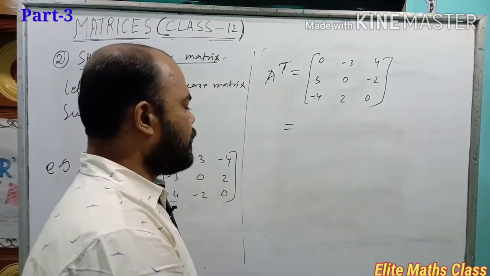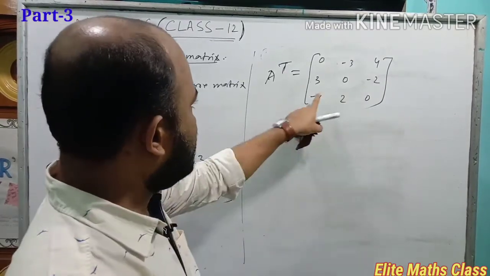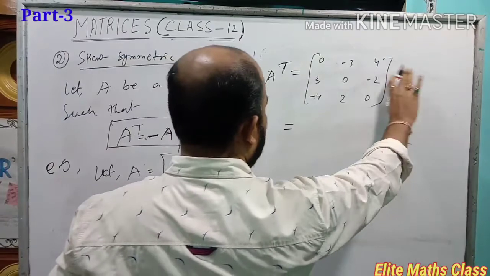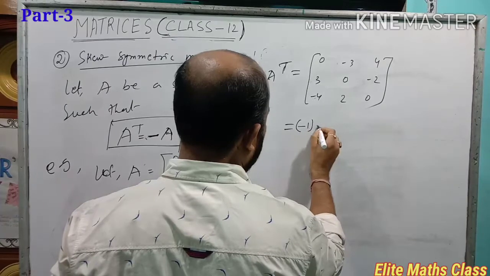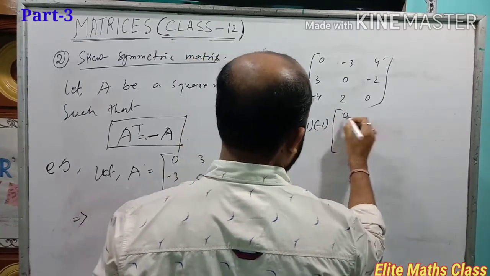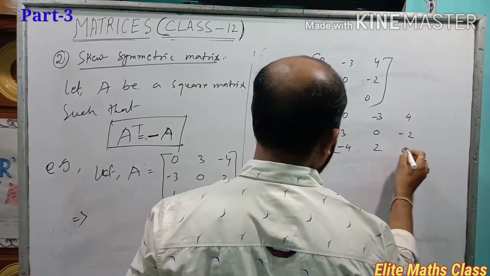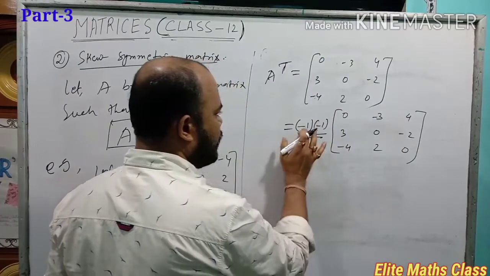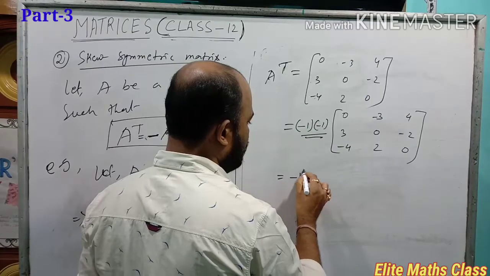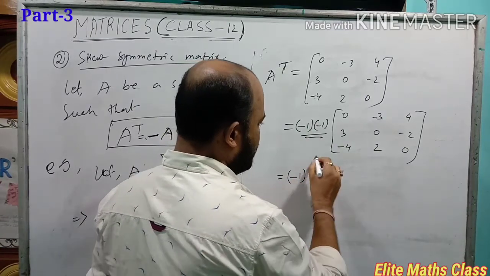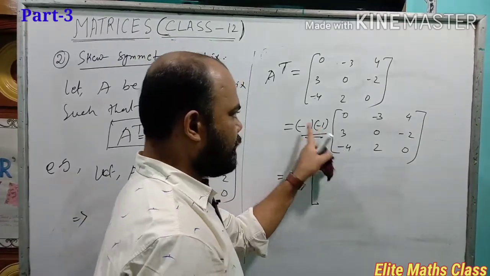In the scalar property that was discussed in my previous video, we can multiply each and every element by a scalar. Now let us take here minus 1 into minus 1, 0 minus 3 4, 3 0 minus 2, minus 4 2 0. Here minus 1 into minus 1 is plus 1, so the value remains the same. Now let this minus 1 be outside, as a scalar you multiply to the matrix.